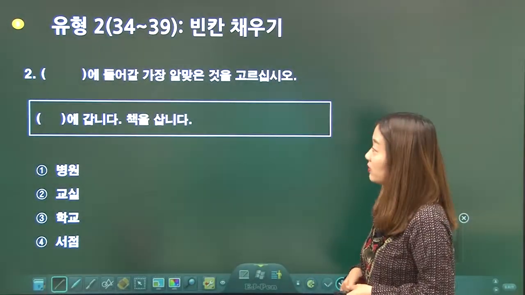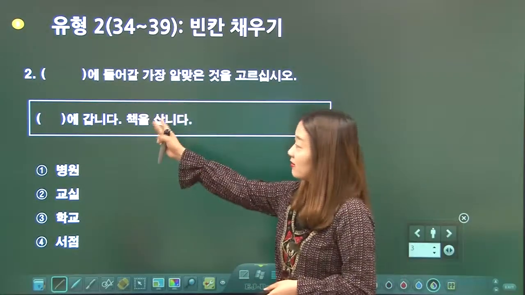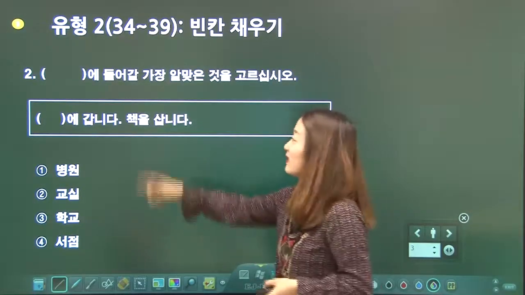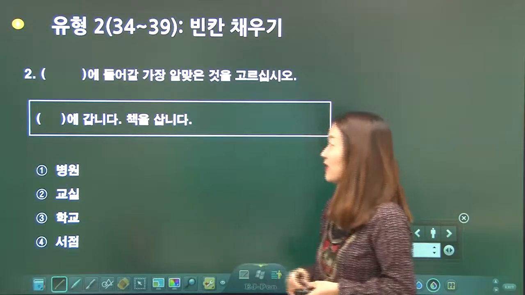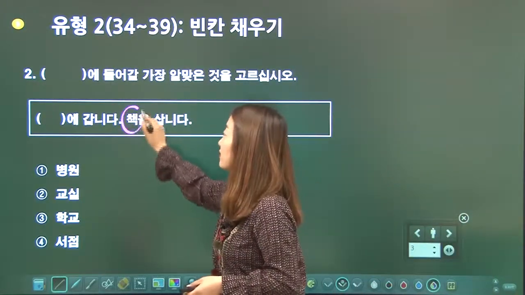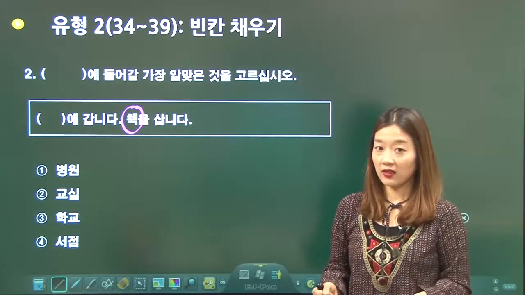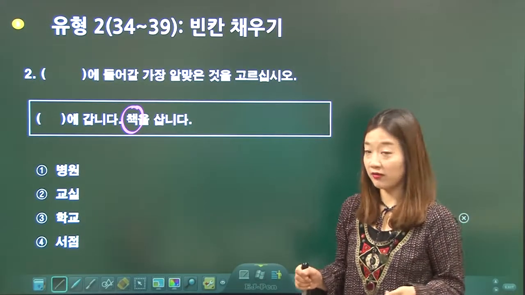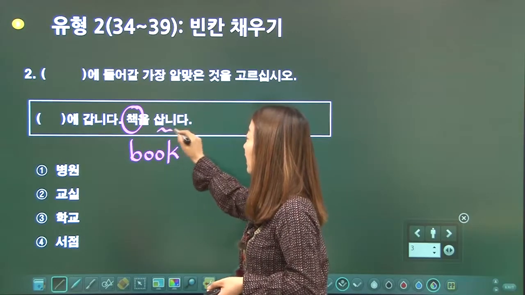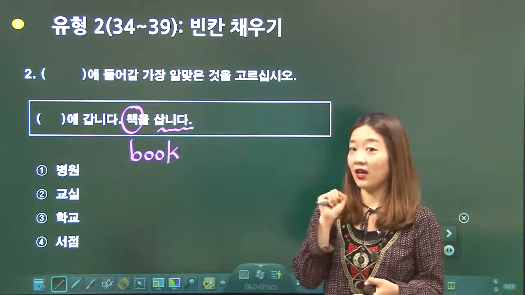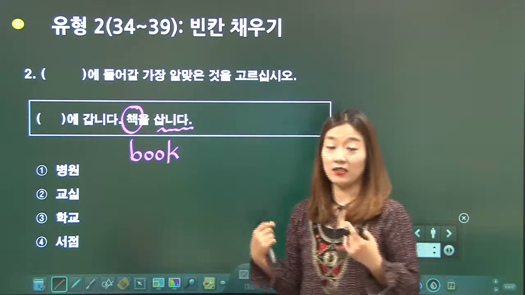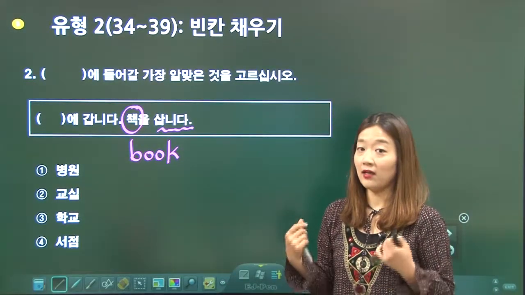So number 2, okay, I'm going to call the blank 땡땡. All right, 땡땡에 갑니다. 책을 삽니다. Okay, here's the point word, 책. So what is 책? It's a book, right? And 삽니다 means buy. So I buy the book, right? I buy books.